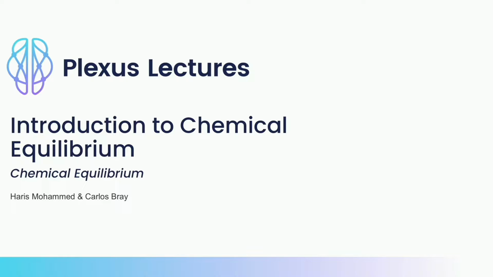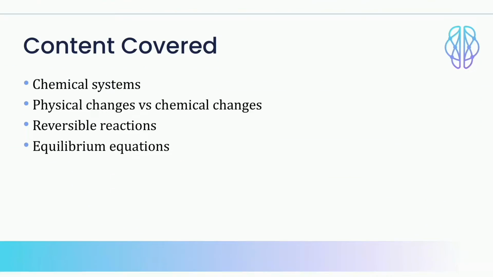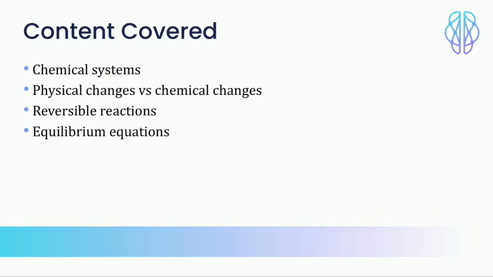This is part of the Chemical Equilibrium series. In this module, we're going to cover chemical systems, talk about physical change versus chemical change. Then we're going to discuss reversible reactions using some of our knowledge from before, and then incorporate this all into understanding equilibrium equations.